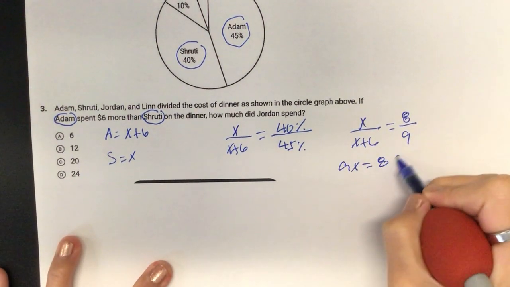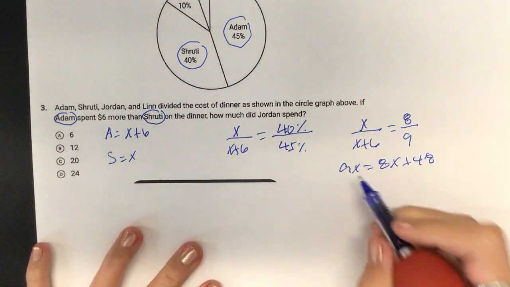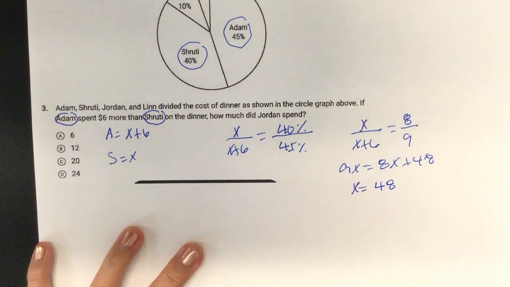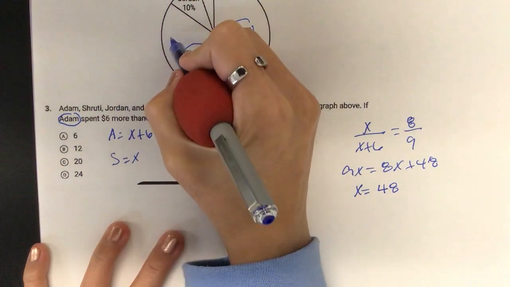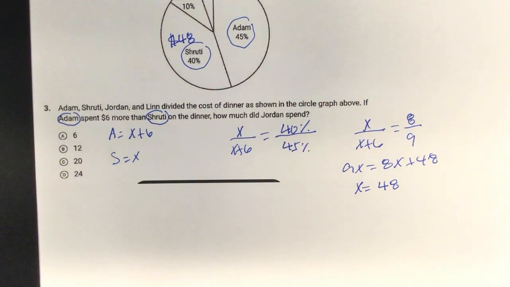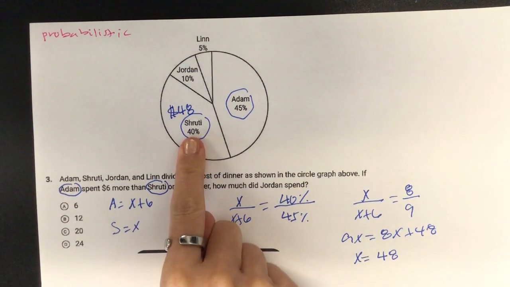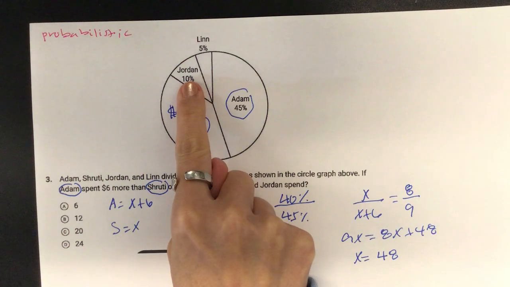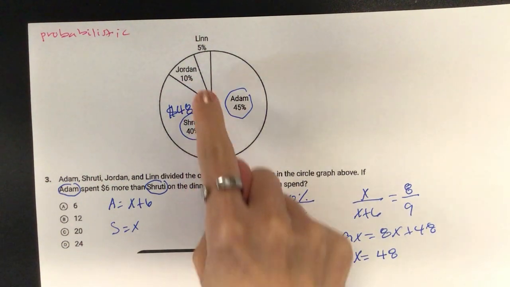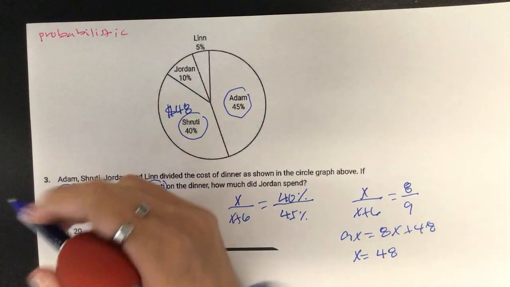9x is equal to 8x plus 48. So then when I move the 8x over, what's my x value? 48. So that means Shruti spent how much? $48. So then let's look at it by logic on the next one. Okay, everyone look at 40%. If I take 40% to get to a 10%, what operation am I doing? 40 divided by 4. So 48 divided by 4 is what? 12. Boom. Jordan spent $12.